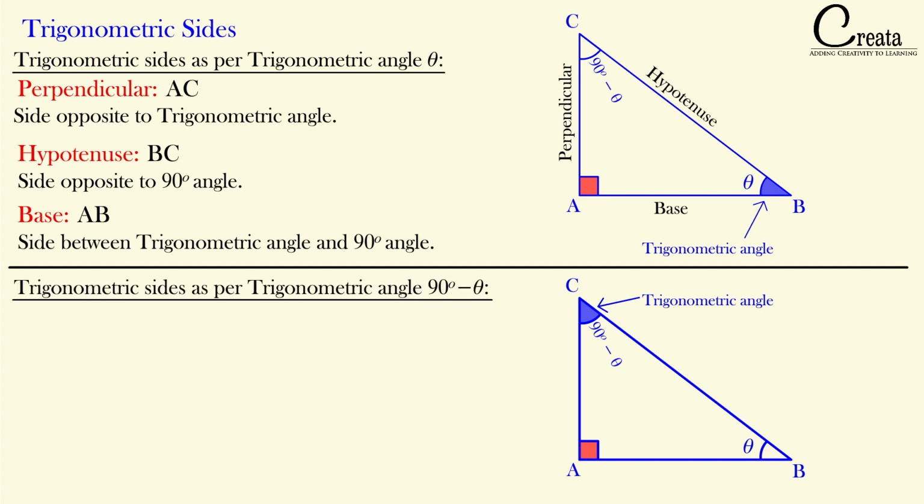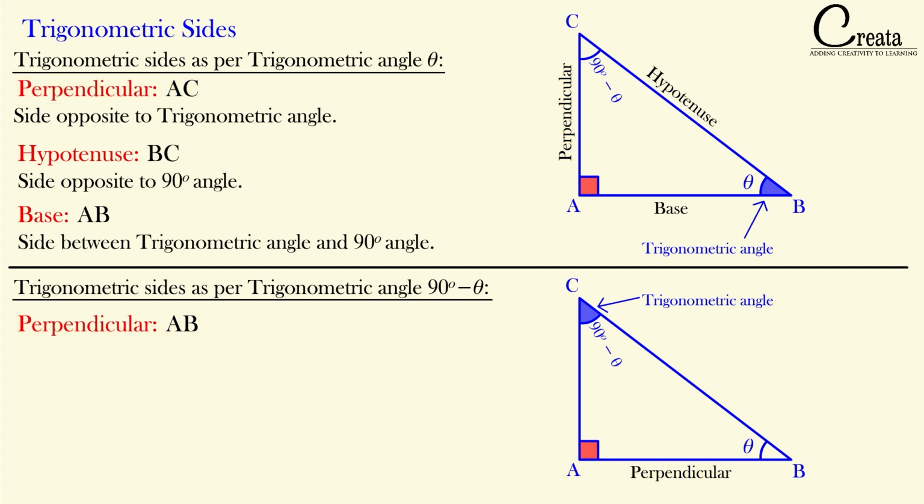Are you getting? Angle B or angle theta as a trigonometric angle. We have assumed angle B as trigonometric angle. And now we are assuming angle C, that is angle 90 minus theta, is the trigonometric angle. Let's see what is perpendicular, what is hypotenuse and what is base. For angle C as trigonometric angle, the perpendicular will be the side opposite to trigonometric angle. Here angle C is a trigonometric angle, so the side AB is opposite to angle C. That is AB is the new perpendicular if we are taking angle C as trigonometric angle. Got it? Initially AC was perpendicular, but now we got AB as perpendicular.